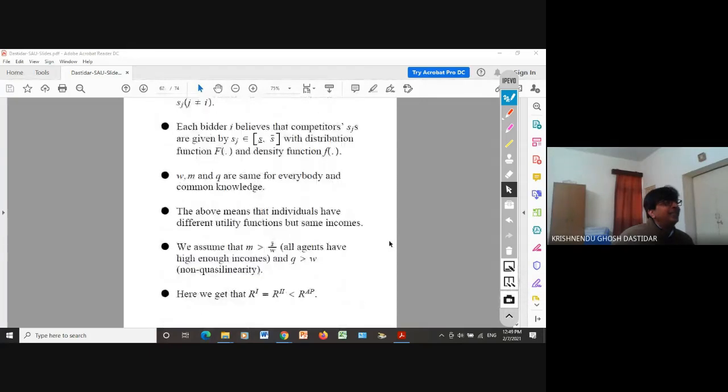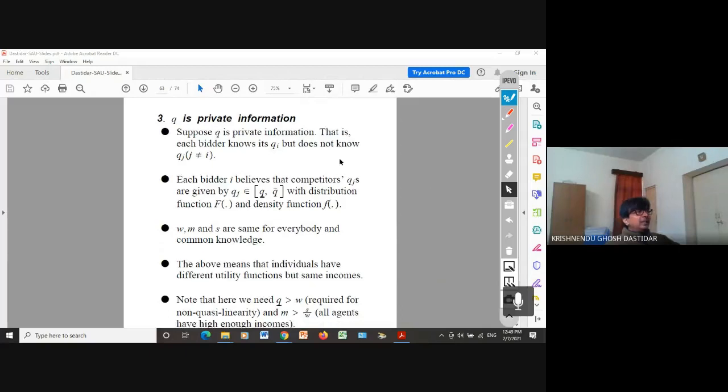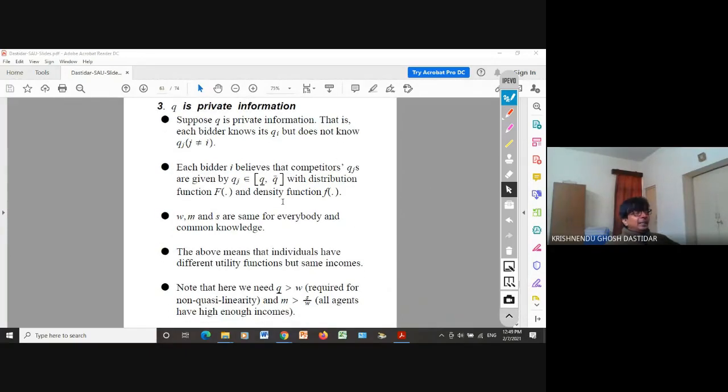So S is done. Suppose Q is private information. That is, each bidder knows its Q_i but does not know others' Q_j, and they believe your Q is distributed over this interval with some known distribution function. W, M, and S are the same for everybody and common knowledge. This means, again, the individuals have different utility functions but the same incomes. Now, we need this for non-quasi-linearity and this for high enough income. What about the result?